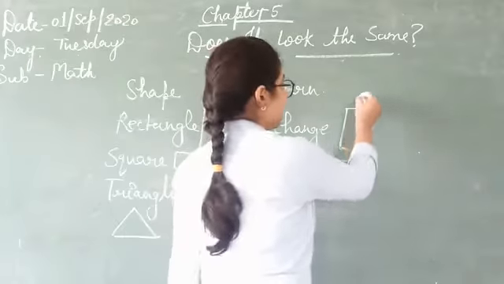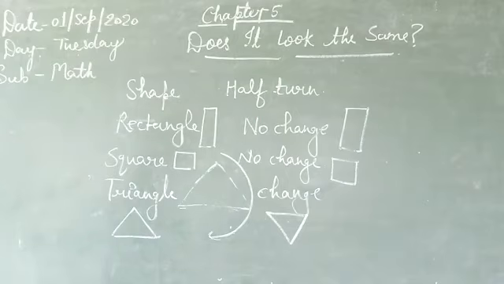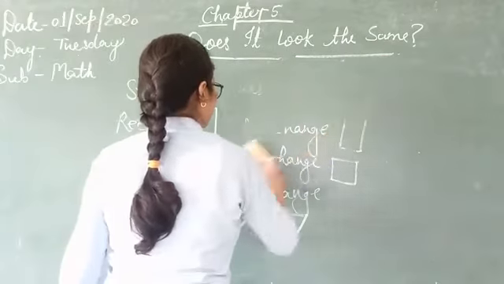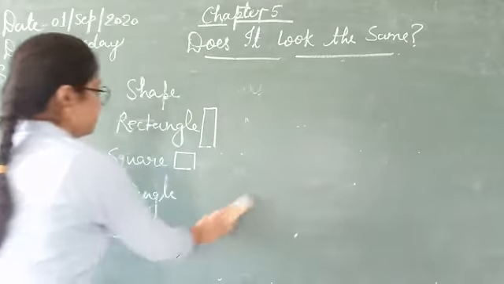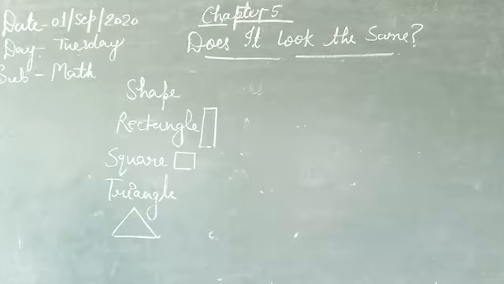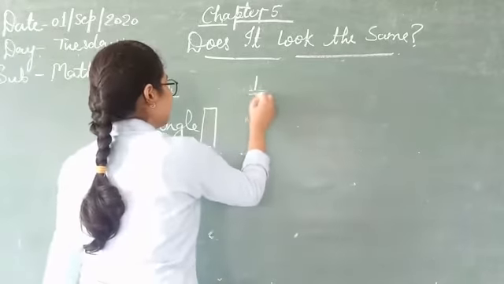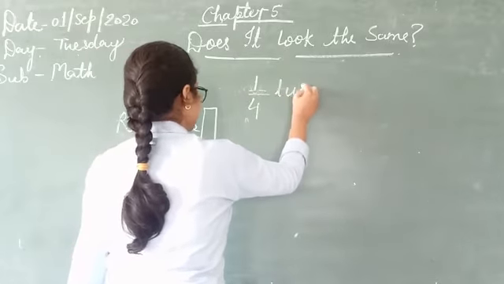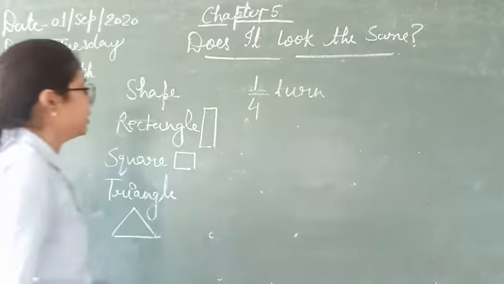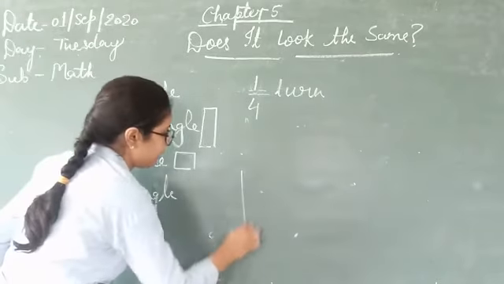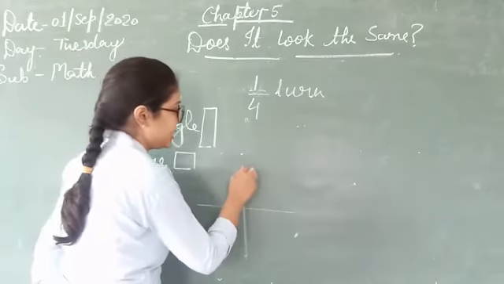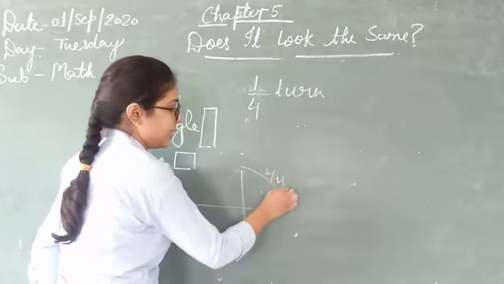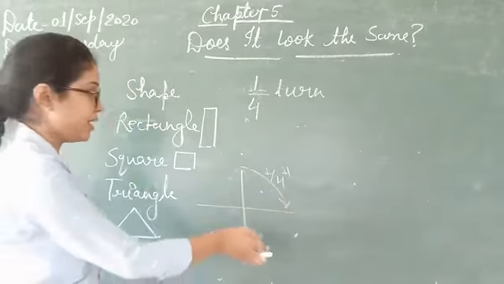Now let's see for a 1/4 turn. So what is a 1/4 turn? Let's see. Suppose we know that if something is like this and we divide it into four parts, then this part shows 1 by 4. That means we have to rotate something this much.